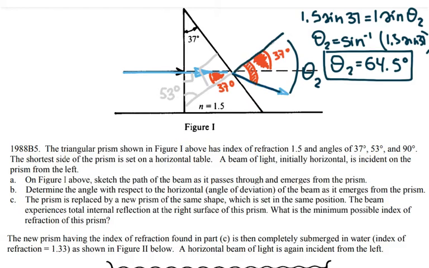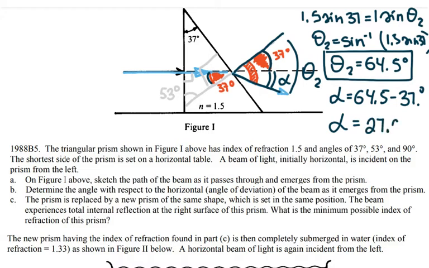So this whole angle right here is 64.5 degrees, but this little angle away from the direction where the ray was coming, let's call it alpha. So that angle is equal to 64.5 minus the angle that we said right here, which is equal to 37 degrees. So I get alpha is equal to 27.5 degrees. And what they ask you in B is to find the angle of deviation from the direction of where the ray was coming from. So they ask you to find just that angle, which is 27.5 degrees.